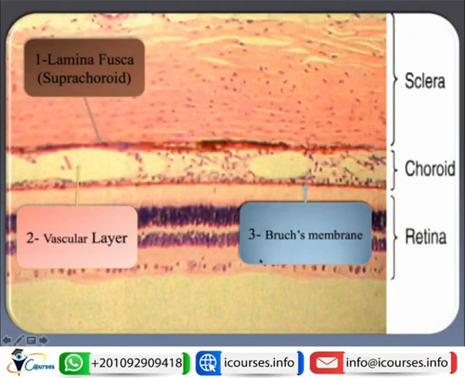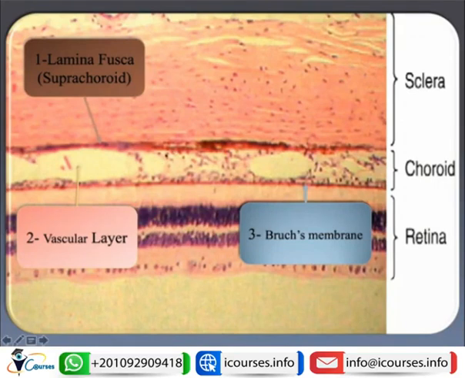So from outside to inside, this is the sclera, as you can see, and this is the choroid, and this is the retina. The choroid is formed mainly from three layers. From outside to inside, the first is called the lamina fusca or suprachoroid. This is the space between the choroid and the sclera. The sclera and the choroid are not closely adherent to each other because they are separated by a potential space called the lamina fusca or suprachoroid.